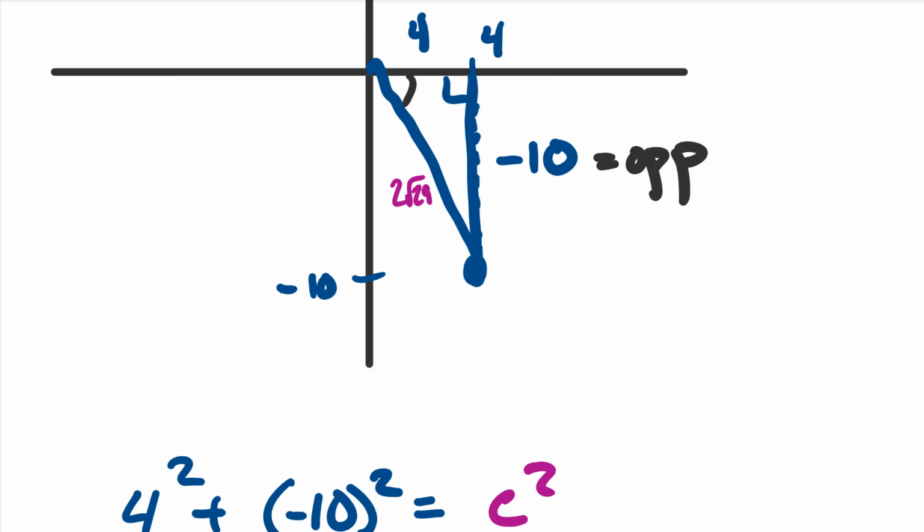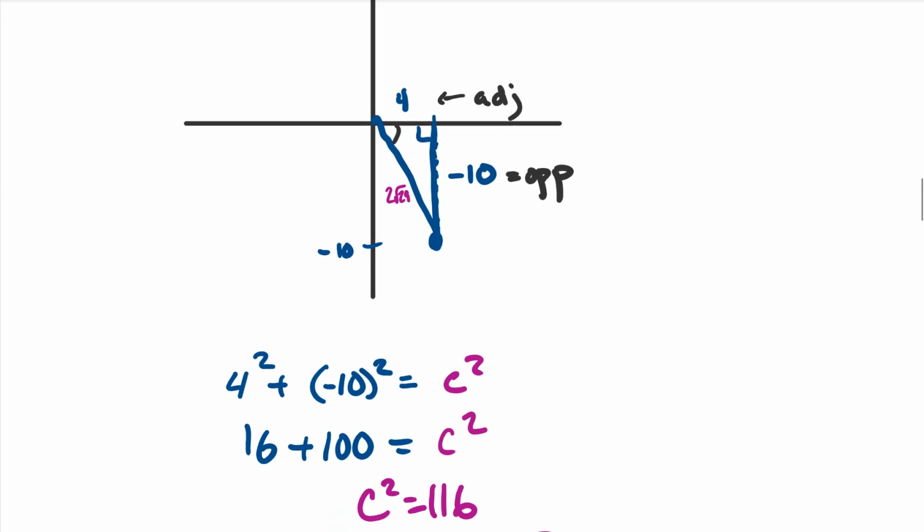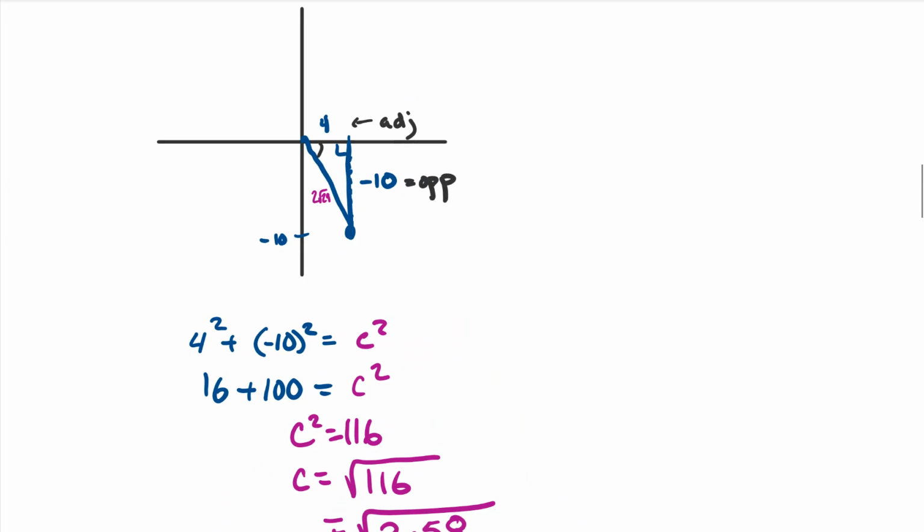And then, I'm getting rid of that 4. I don't like that thing there. That would be our adjacent. And of course, the 2 root 29 would be our hypotenuse. So now you don't even have to stress about where sine and cosine are positive or negative. They just follow it. So sine of our angle is equal to the opposite, negative 10, over negative 10 over that 2 root 29.